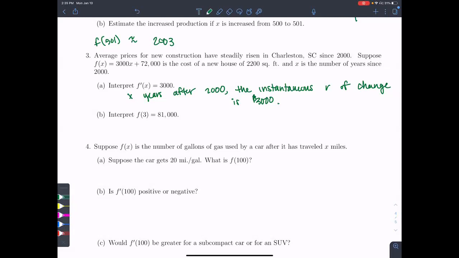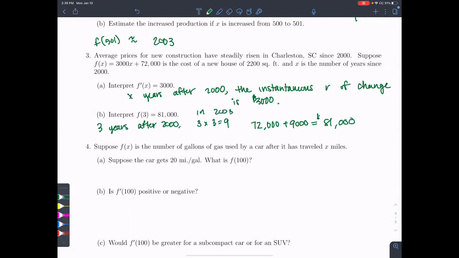So f of 3 being $81,000 makes sense. This is 3 years after 2000. Then you should have 3 times 3, which is 9. So you should go from 72,000 plus 9,000, which is 81,000. So the cost in 2003, the cost of this same house that's 2,200 square feet, is $81,000.